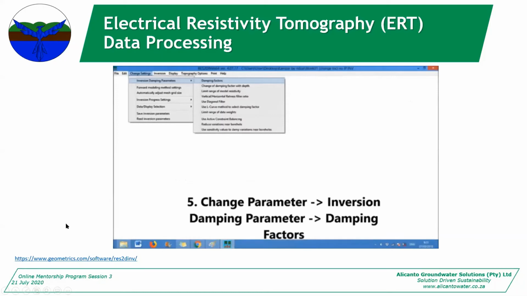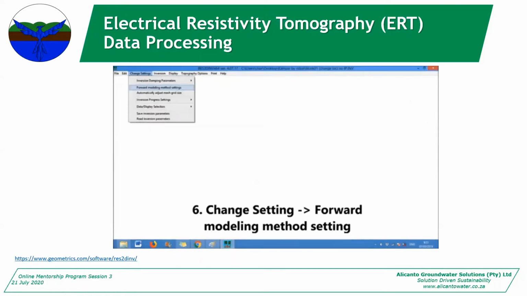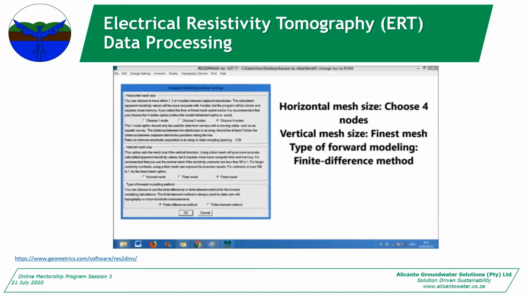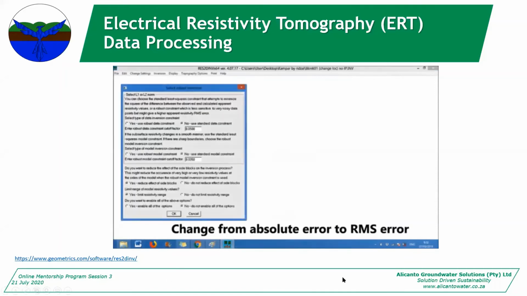So then you go to inversion damping and damping factors. I'm not going to spend too much time explaining this because this is usually what the geophysicist will do for you. You go to your forward modeling method. This is your mesh for the modeling. We use the finite difference method. So you're going to change it from an absolute error to a root mean square error. That just helps it to run a bit smoother.